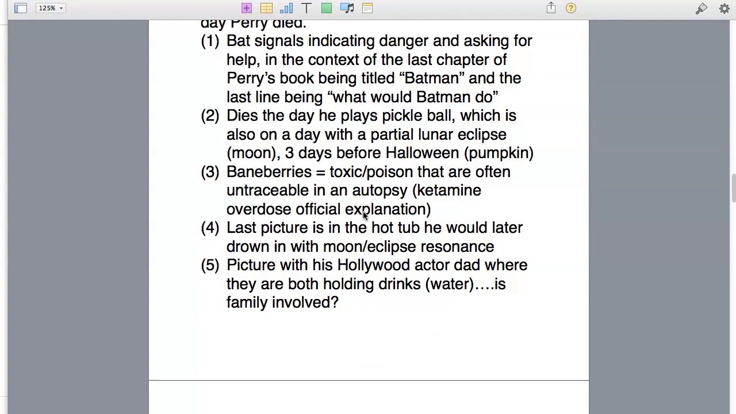Especially remembering that this was a lunar eclipse day, and the song played at his funeral featured an eclipse in the music video. So you have all of those moon images on his Instagram in combination with the pumpkin image 3 days before Halloween. And then you have baneberries being a toxic/poison berry that are often untraceable in an autopsy. And his official death explanation is that he overdosed on ketamine. Meaning, was he or someone else trying to tell us, hey, there's going to be an official explanation, but what actually killed me will be untraceable on the autopsy? Or another way to put that would be, we have control of the people doing the autopsies, so they will say whatever we want them to say as a part of this ritual.